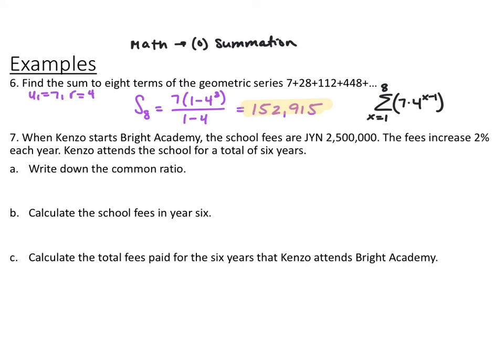152,915. If you use your graphing calculator, remember you go math and then you go to 0, which is summation, and then you type it into your summation formula so it would look just like this, hit enter, and you end up with the same thing.